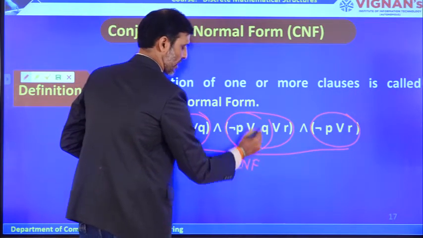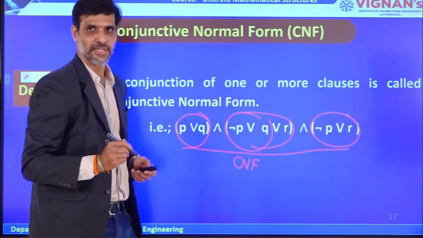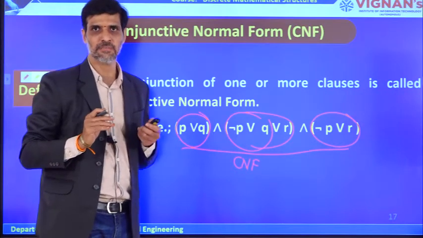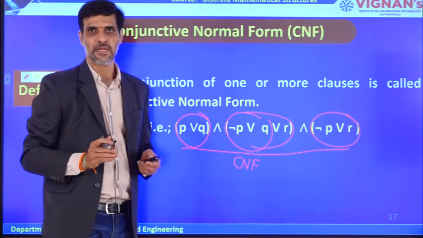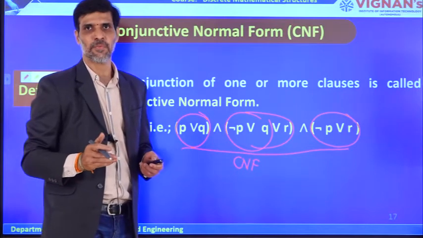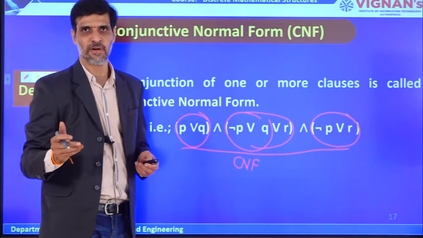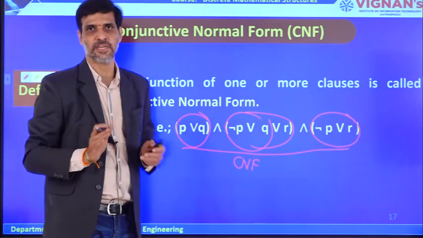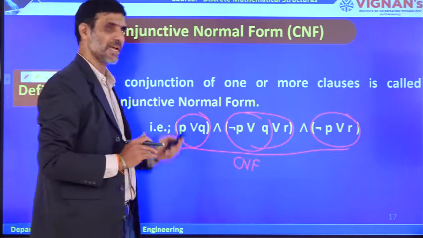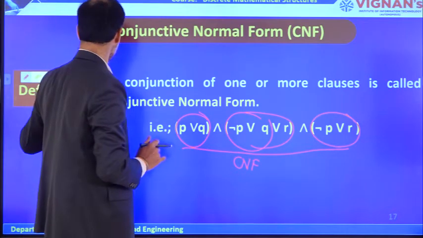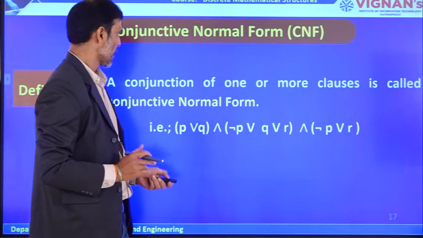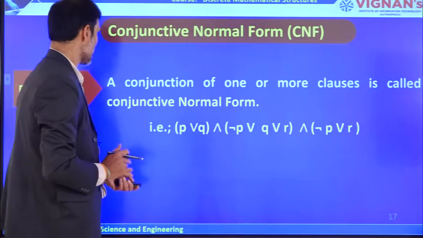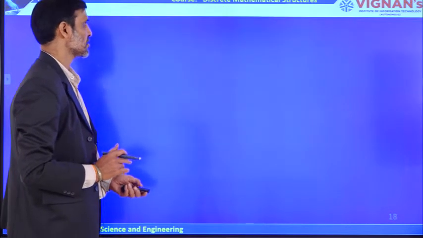If you convert any given compound proposition into this form, this is called CNF. And remember one important point: disjunctive normal form is not unique. What is the meaning of that? While converting the given compound proposition into disjunctive normal form, you may get it in different ways. It is not unique. Similarly CNF also is not unique. So basically this is the definition of conjunctive normal form. Let us go with the next one.